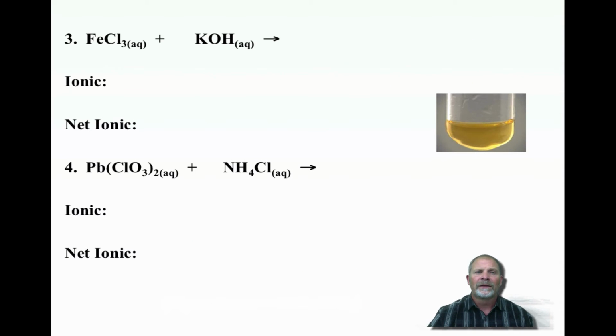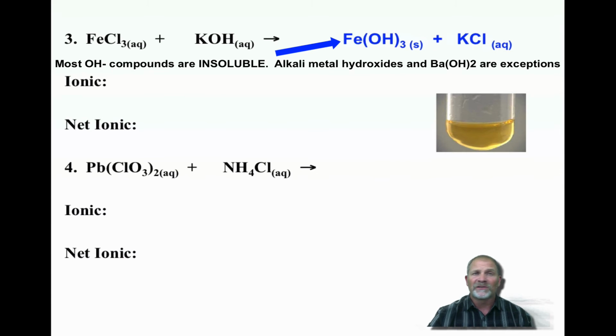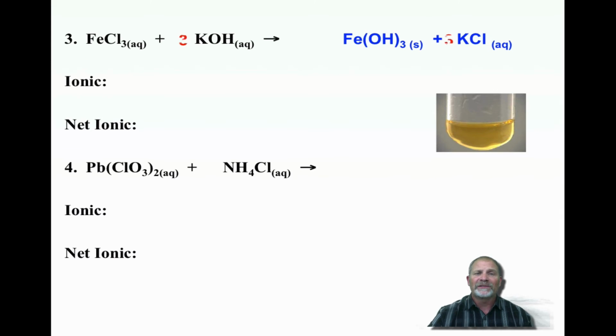Next one, Fe3+. So iron 3, right? So iron 3, chloride's -1, potassium +1, hydroxide's a -1. So my hydroxide is going to join up with the iron. I'm going to need 3 of them. And my potassium and chloride are going to come together in a 1 to 1 ratio. And again, that's just all nomenclature. You kind of know your nomenclature. So in this situation, then we balance it.